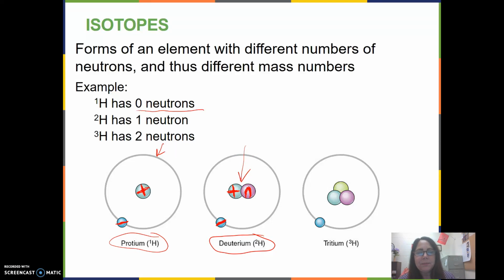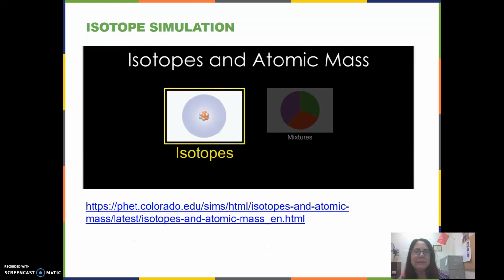And so that is the second isotope of hydrogen. The third isotope of hydrogen is called tritium. So you have your proton in the nucleus, you have your electron in the first energy level, and then you have 2 neutrons. So that gives you a mass number of 3. So that's another example of isotopes.